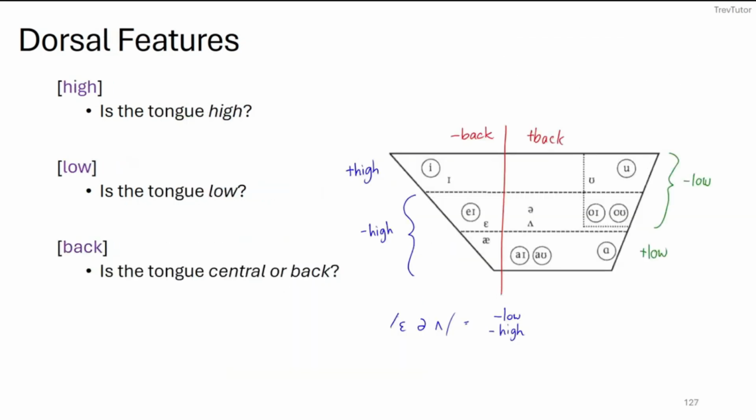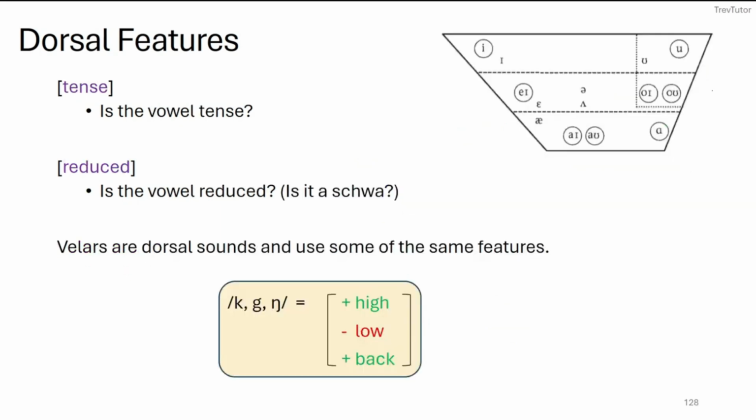Now, I should mention, in terms of high and back, we're just looking at vowels here. But if you think about sounds like k, g, these are all pronounced very close to where u is pronounced. So these sounds are considered plus high and plus back. So when you think about the velar sounds, these are plus high and plus back. Think of them just having the same feature specifications as something like u in terms of height and backness.